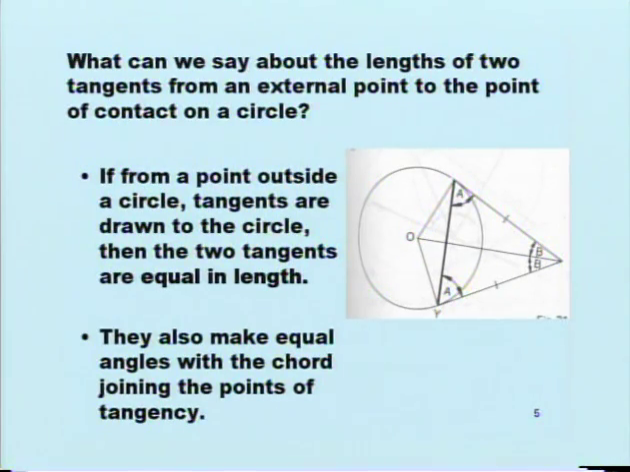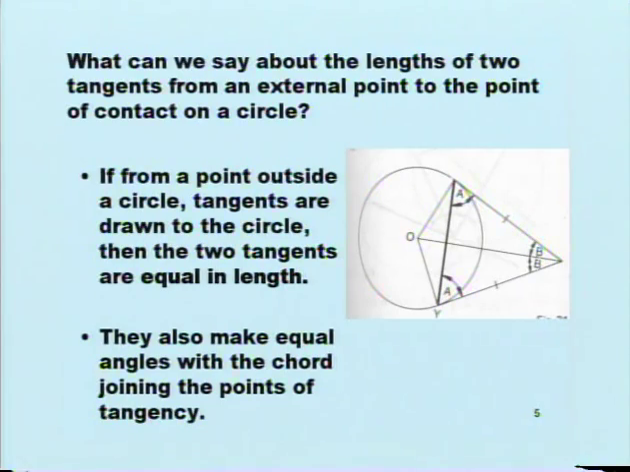What can we say about the lengths of two tangents from an external point to the point of contact on a circle? If from a point outside of a circle, tangents are drawn to the circle, then the two tangents are equal in length. Notice the diagram there. You have two tangents. They are equal in length and they are marked. And any time you have a situation like that, you always conclude that the two tangents are equal.